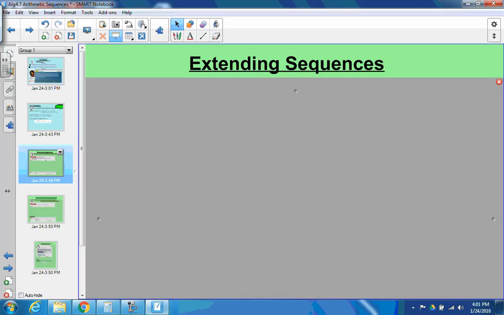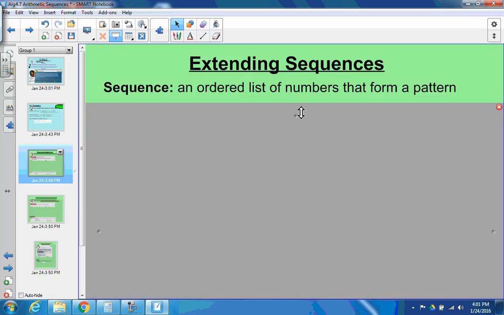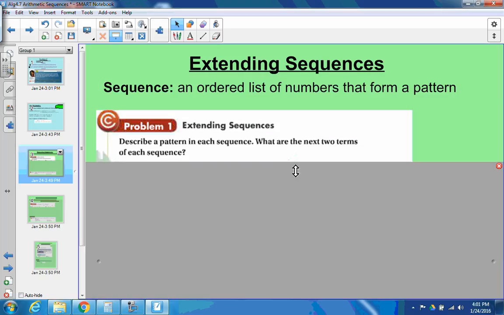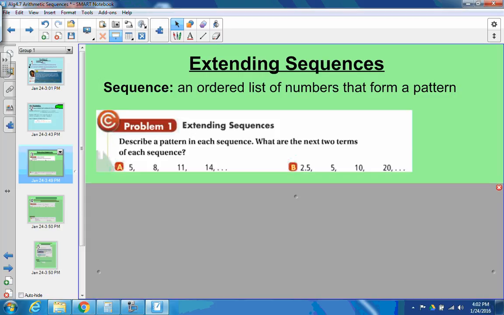This is regular sequences. So remember, a sequence is an ordered list of numbers that form a pattern. So let's find patterns. Our first problem says describe the pattern in each sequence. What are the next two terms? So we'll do one at a time here.